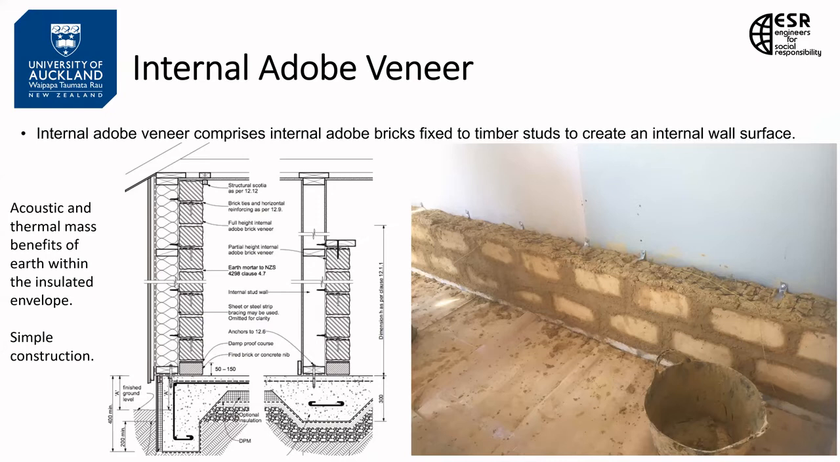A more recent technology that we have put into the standards is an internal adobe veneer. This has major benefits because it uses a very simple, very familiar house construction, but then puts the adobe veneer on the inside of the insulation. And what that does, it means that you've got a heavy earth brick that is within the insulated envelope, so your thermal mass is within the insulated envelope. And what we specify is very careful fixings, both to the wall and directly into the brick, so that there is a positive fastener that goes into the brick. And so you get good performance of that being within the house.